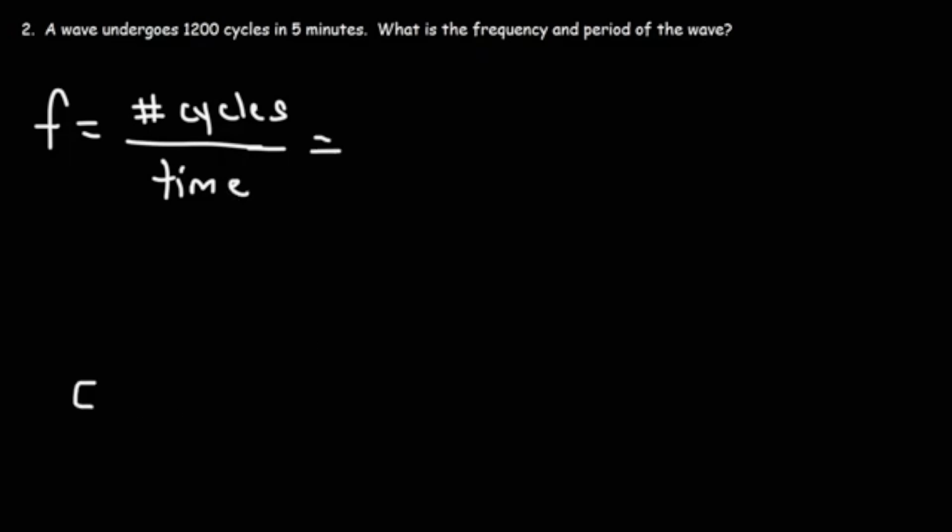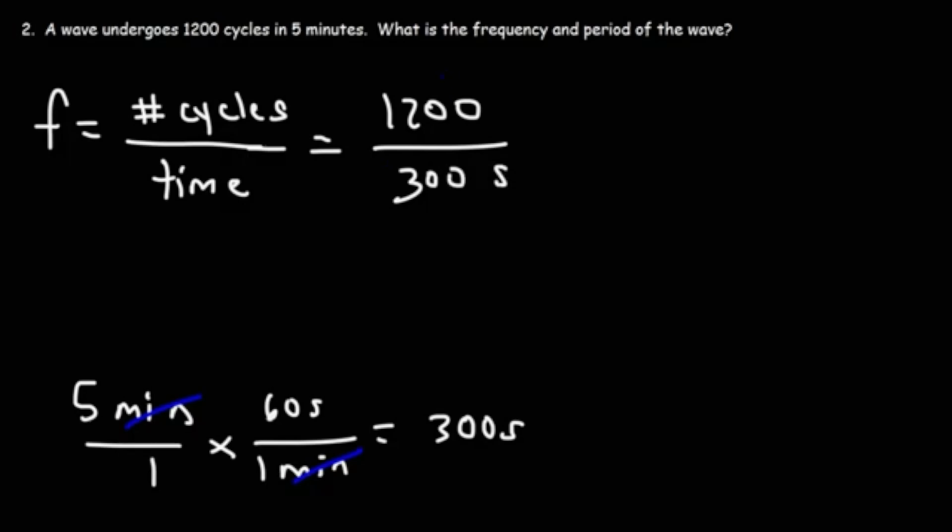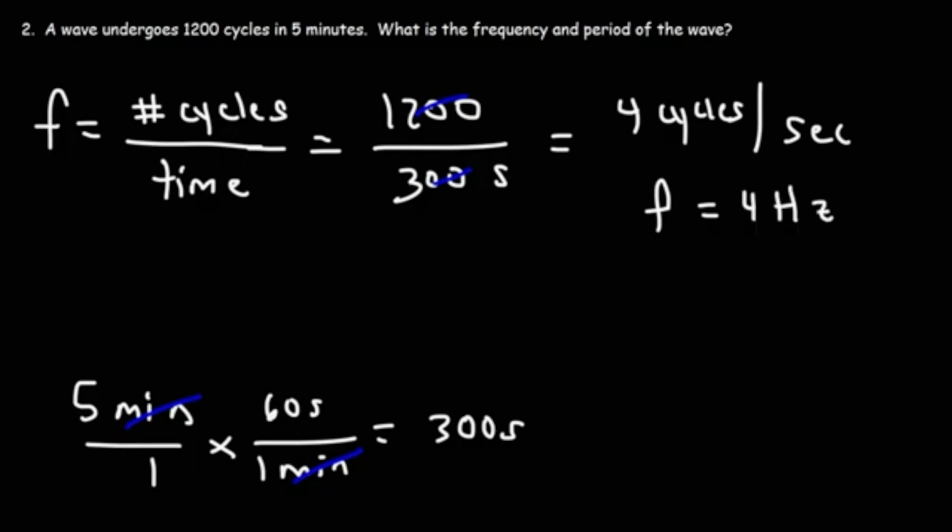Now we need the time in seconds, so we need to convert minutes into seconds. And keep in mind, there's 60 seconds in every minute. So multiplying 5 by 60 will give us the time in seconds. 5 times 6 is 30, add a 0, we get 300 seconds. So we have 1200 cycles occurring in 300 seconds. So let's cancel 2 zeros, so it becomes 12 over 3. So there are 4 cycles occurring per second. So this means that the frequency is 4 hertz. It's the number of cycles that the wave goes through per second.